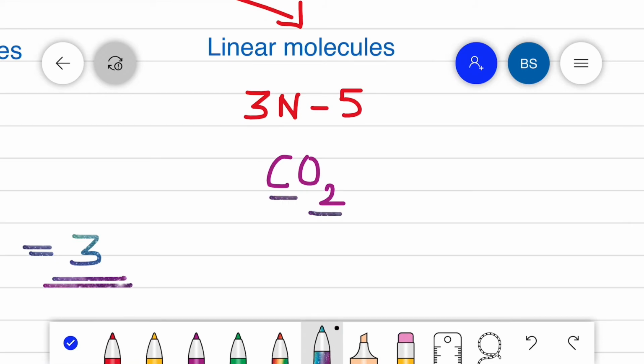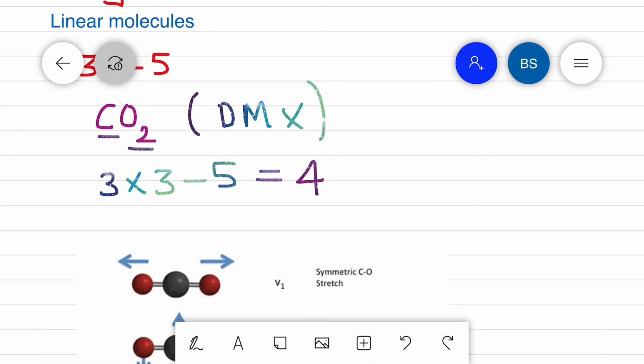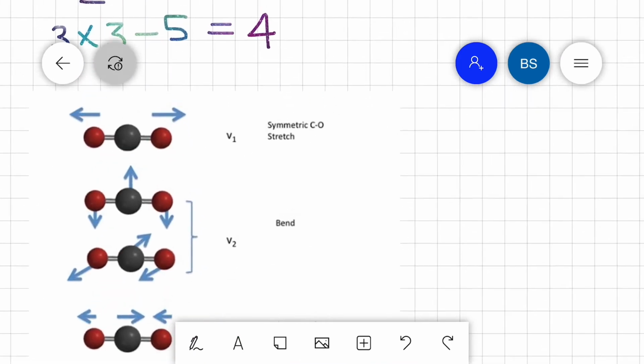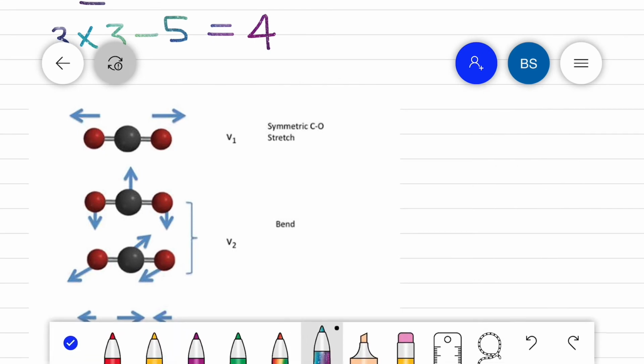Now let's consider the vibrational modes of the carbon dioxide molecule. As carbon dioxide consists of 3 atoms, we have 3 into 3 minus 5 modes of vibration, that is 4 normal modes of vibration. And we know that carbon dioxide has no permanent dipole moment. So here we can see the normal modes of vibration of the carbon dioxide molecule, namely nu1, nu2 and nu3. You may think there are only 3, right? Let me tell you why.